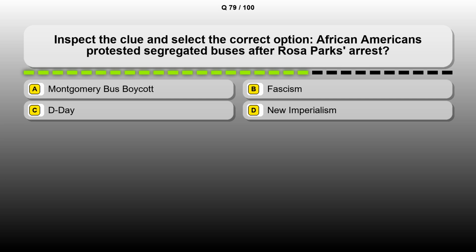Question 79. Inspect a clue and select the correct option. African Americans protested segregated buses after Rosa Parks' arrest. Option A, Montgomery bus boycott. Option B, fascism. Option C, D-Day. Option D, new imperialism.